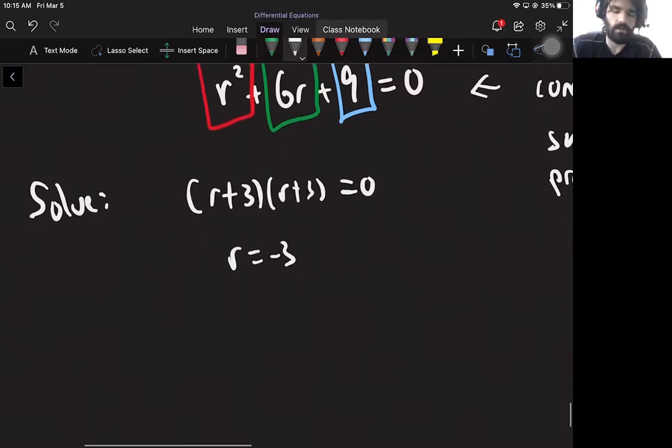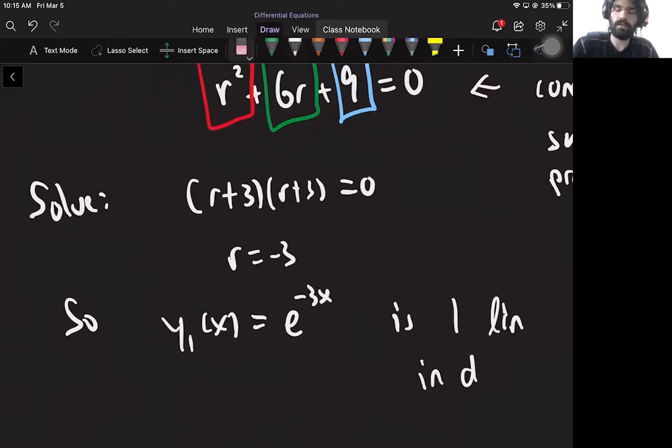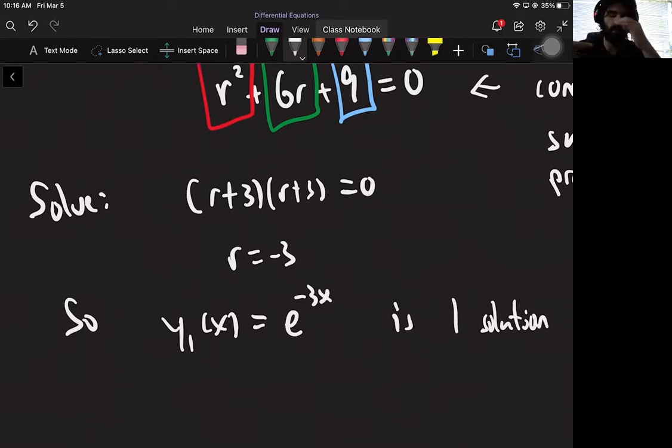So what does this mean? Well, it means I know that this is a solution. It's linearly independent with itself because there's no second one yet, but I'll still say linearly independent. Actually, it's just one solution. But what about the other one? You can't just have the same one twice, because then they're not linearly independent. If they're the same thing, they're definitely not linearly independent.